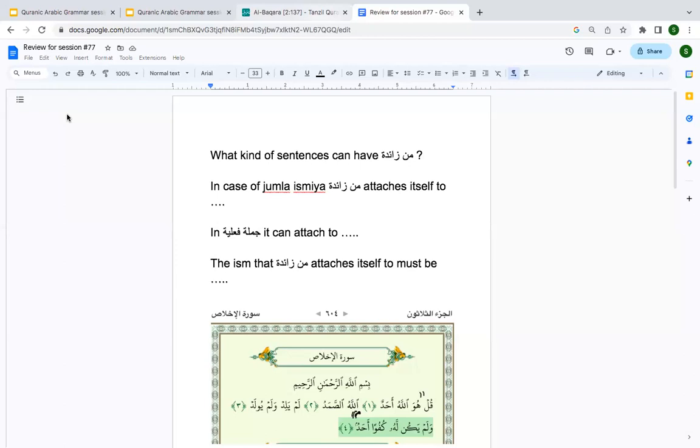Jumla that is negative sentence, right? If my sentence is beginning with ma, laysa, those kind of things, okay? Ma most commonly, or la, those are the sentences then where I will start looking for min zaida, right? Nafiya or istifhamiya. And yes, you will see min zaida in both jumla ismiya and jumla feiliya. So when you are looking at a sentence where you are expecting min zaida to be there, which word does min zaida attach itself to in case of jumla ismiya?